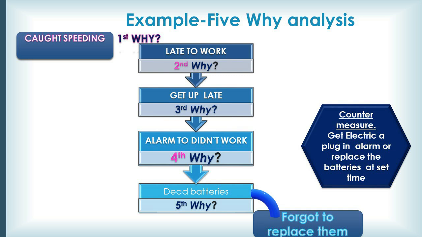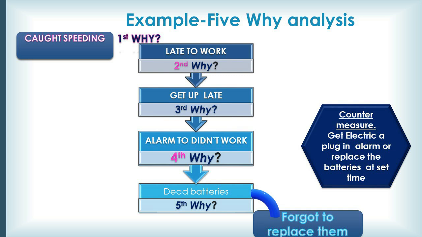Because his alarm clock didn't work, which he used to rely on to get up early in the morning. Then why did the alarm clock not work? Because there were dead batteries in the alarm clock and the batteries were not replaced. He forgot to replace the batteries. As a result of that, he went at higher speeds and was caught by the traffic police.